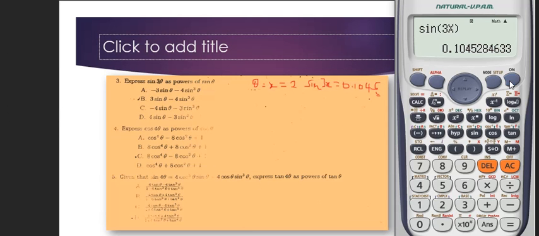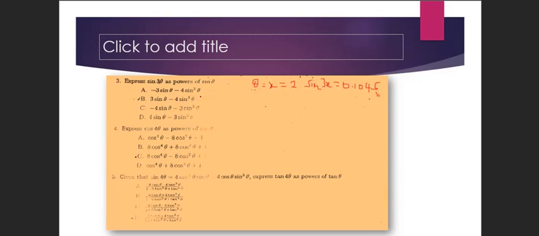Let's choose option B. So we have 3 sine theta, that's x, and then minus 4 sine cube theta, that's x cubed. Now let's choose our value for x. You click on calc and then you choose your value for x. You know that x is 2. So we could notice that our final answer is 0.1045, which corresponds to the sine 3 theta, or the sine 3x. It means that our answer is B. Yes, so our answer is B.